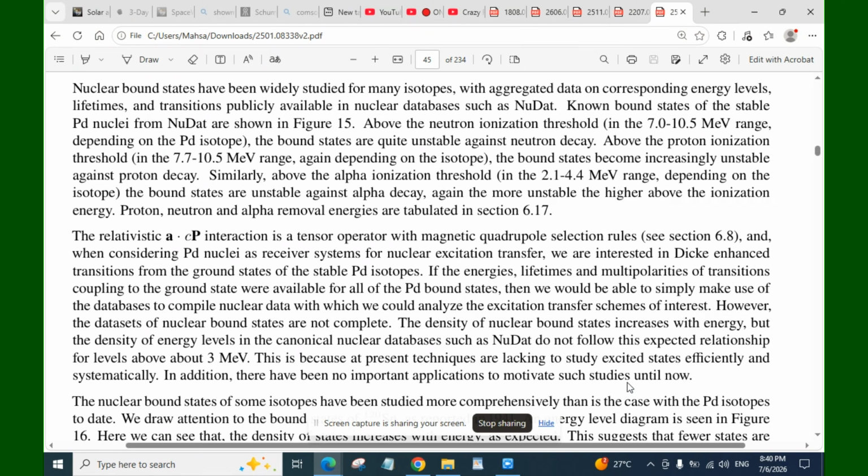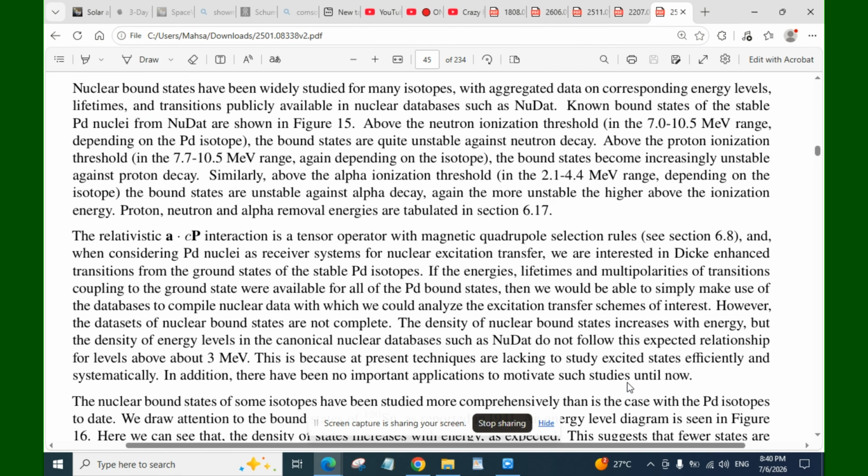Above the neutron ionization threshold in the 7 up to the 10.5 megaelectron-volt range, depending on the palladium isotopes, the bound states are quite unstable against neutron decay. Above the proton ionization threshold in the 7.7 up to the 10.5 megaelectron-volt range, again depending on the isotopes, the bound states become increasingly unstable against proton decay.